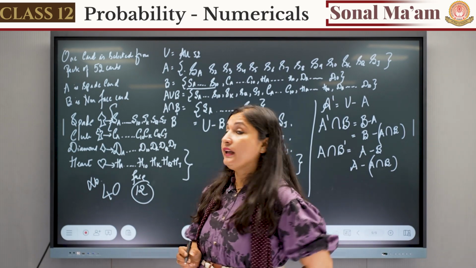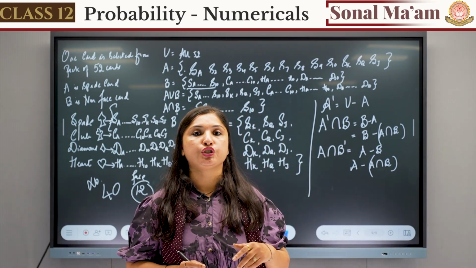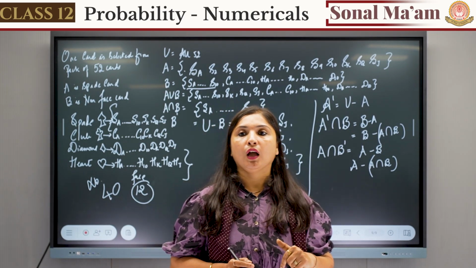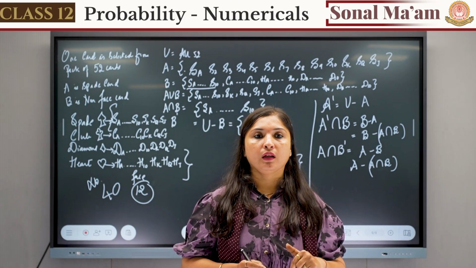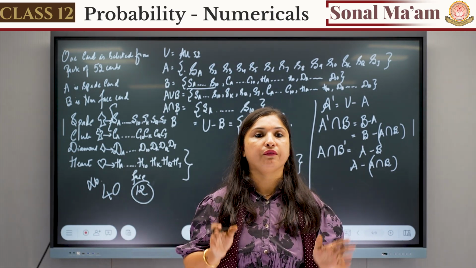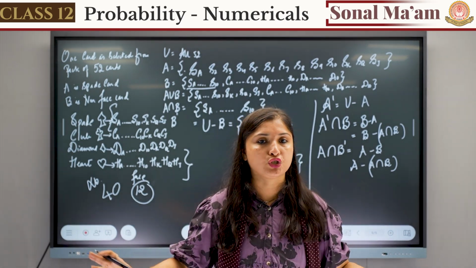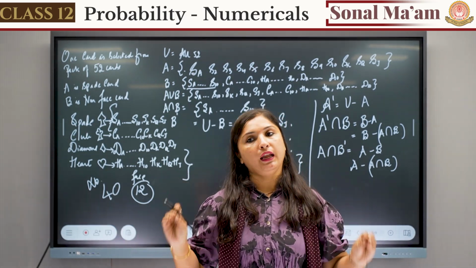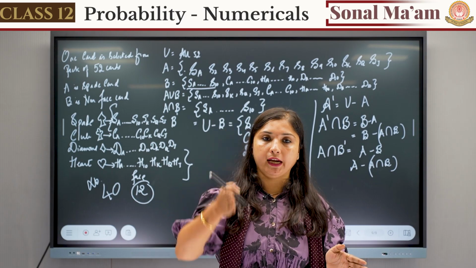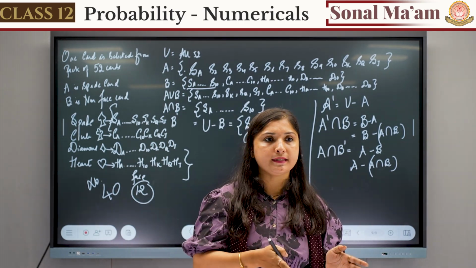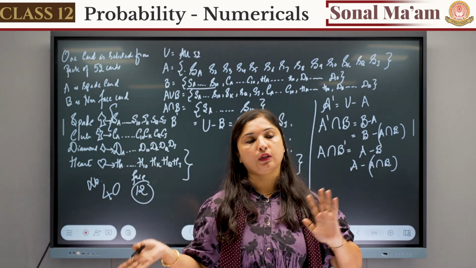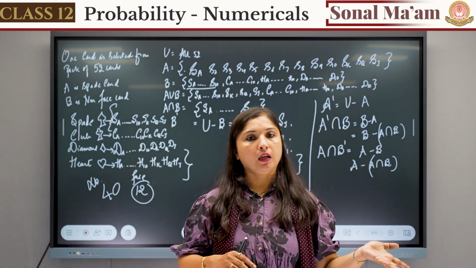Yes. Okay. Can this event be called a mutually exclusive event? No, ma'am. Why? Because we have the common portion, and that is why this event cannot be called a mutually exclusive event. Is it clear to everyone? Yes. We learned union, intersection, and the difference events, A minus B and B minus A, and we learned mutually exclusive and exhaustive also. Is it clear to everyone?